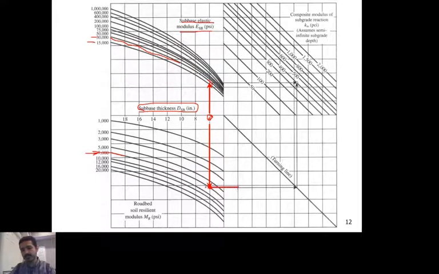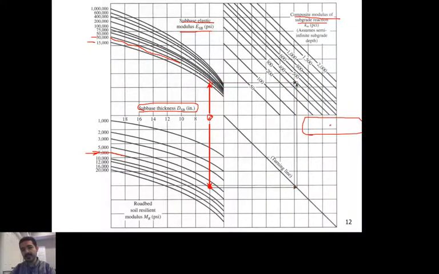Then I'm going to draw a horizontal line from this one all the way to the turning line. Same thing, I'm going to draw a line from the top until they meet at a certain point. Those lines represent the K infinity, or the composite modulus of subgrade reaction. So this is how I obtain K infinity equal to 400.